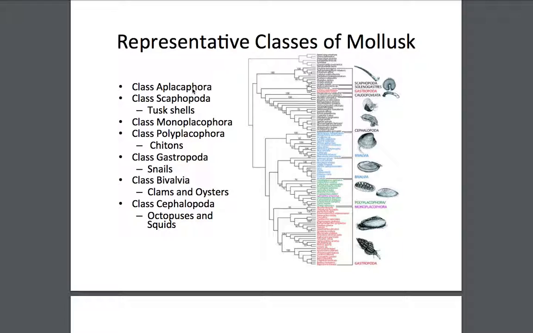Gastropods are snails and their relatives. Bivalves are clams and their relatives. Cephalopods are squid and octopus and their relatives. Wait, what'd you say chitons are? Chitons are polyplacophorans. That's the class. Example. What's an example of them? Chitons.